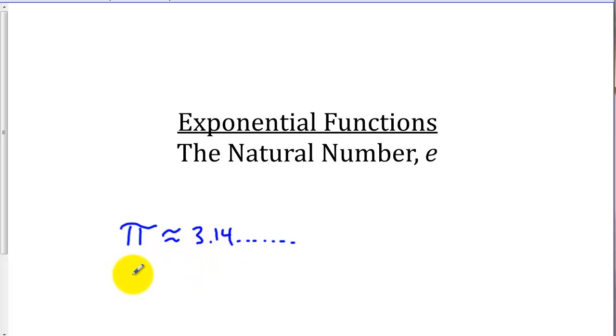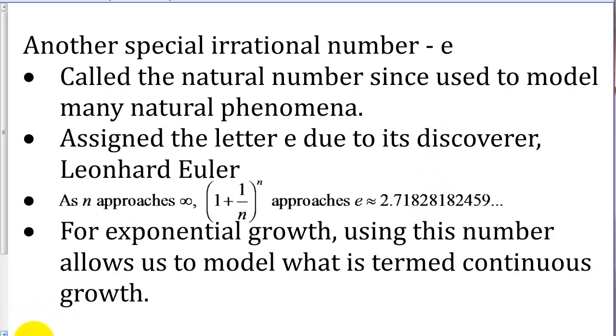We've used i to represent a number. That's been, remember, the square root of -1. And now we're going to have a number called e. It's referred to as the natural number, which is one name for it, because it's used to model lots of natural phenomena.